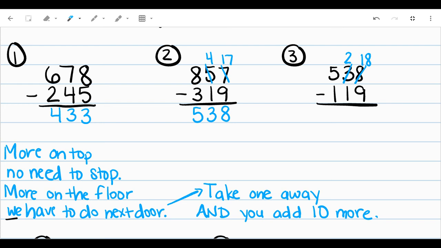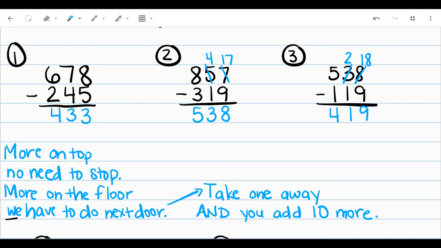So when we take away from the one next door, we're taking that 1 ten and chopping it into 10 ones. Now we have our 10 ones plus our 8 that we already had. We have our 18. We can do 18 minus 9, and because we know our doubles, 18 minus 9 equals 9. Then we have our tens column, 2 minus 1, which equals 1. Then we have 5 minus 1, which equals 4. So my difference, my answer, is 419.